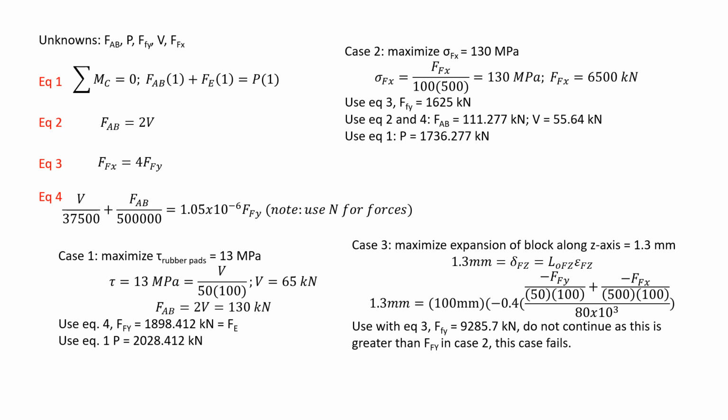Bumalik ako dito sa paggamit ng negative for the compression. Pero kung multiply natin yan sa 0.4, sa negative, magpa-positive. Hence, mag-expand talaga yung material mo along the z-axis. Kasi nga, parang compressive force along the x and the y axis. So, here, ang nakuha nating FFY gamit nitong equation na to, plus equation 3, is 9,285.7 kilonewton.